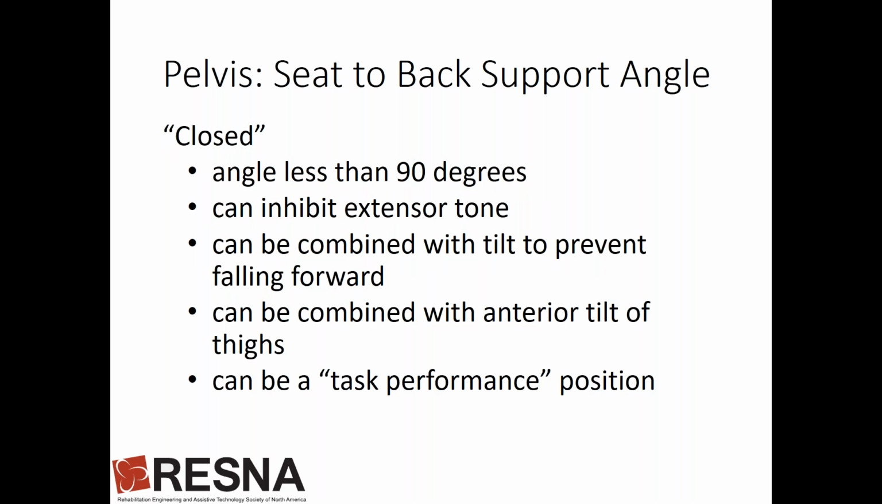I'm trying to find where it said anterior tilt. So if you have a closed angle from the pelvis, so your trunk to pelvis is 90 degrees or less, it will disinhibit extensor tone. You can use tilt to prevent them from falling forward, but then you can also use anterior tilt, meaning that your knees are lower than your hips. Does that help, Olga?